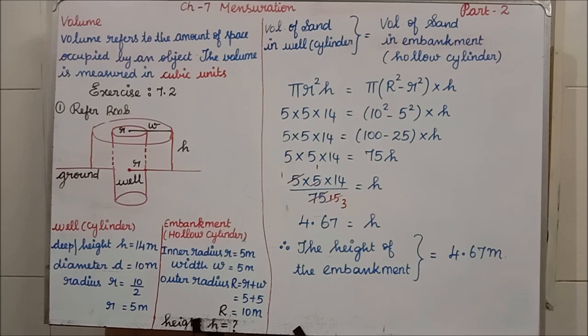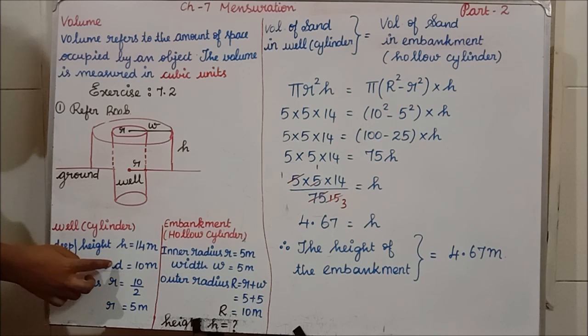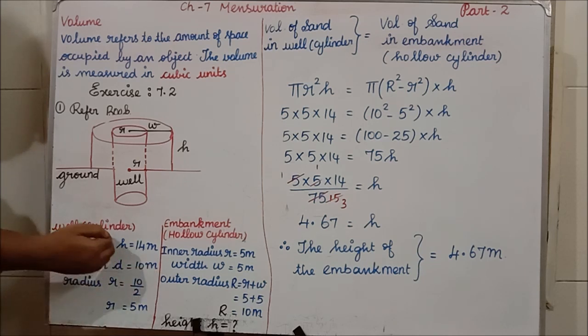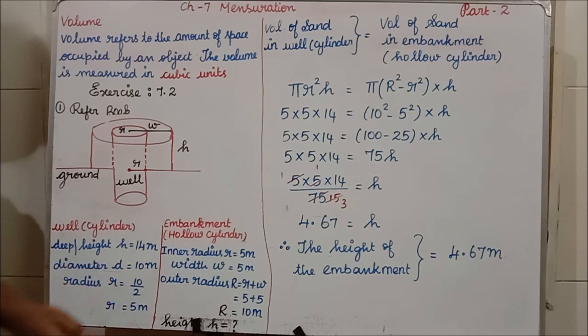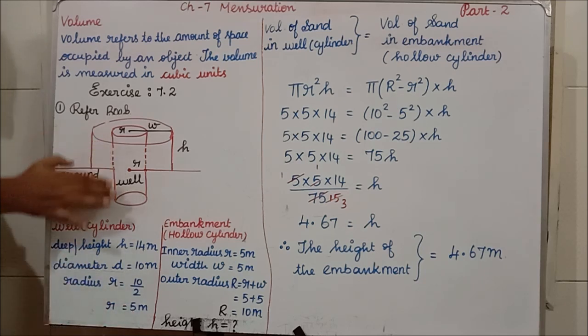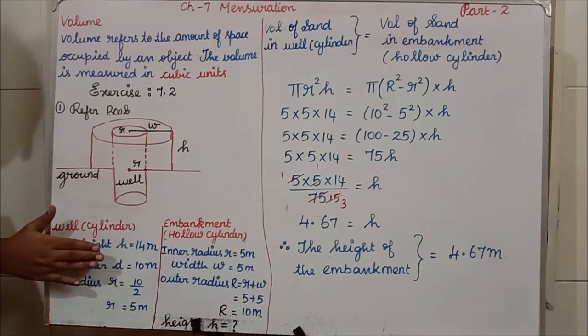Outer radius will be taken as capital R. Where diameter d is equal to 10 meter. From that we can find radius r equal to 10 by 2, which is 5 meter. These are the values they have given in the question.